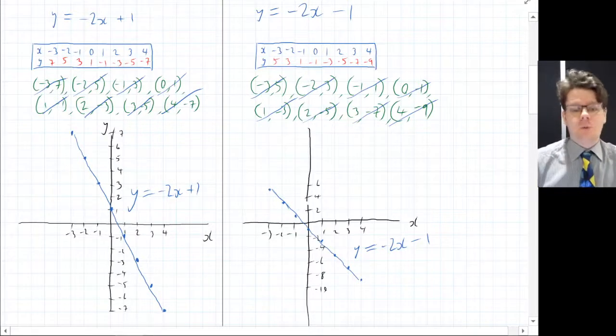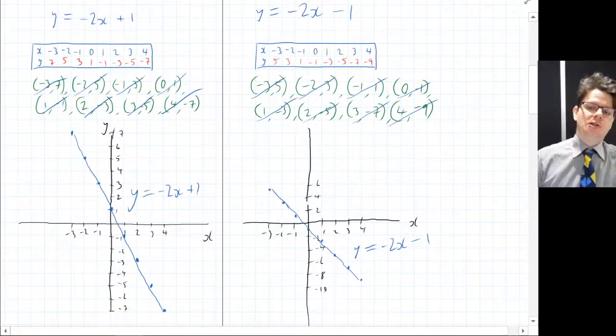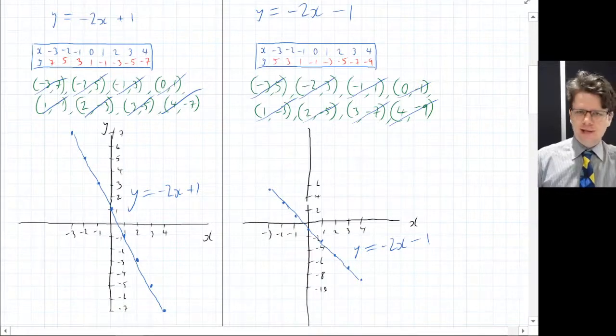Next lesson, we're going to be doing the whole process, including turning the equation into a table. It's going to be a little bit tough, but I believe in us, we can get it done. Alrighty, see you next time.